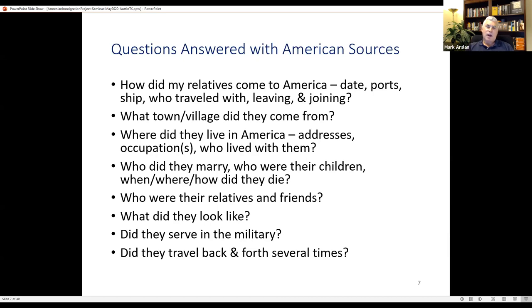And then after they got here, where did they live? Who did they marry? Who were their children? Who were their relatives and friends? What did they look like? I've got about 2,500 photographs of these individuals that I've found from various places that I've attached to the records. Did they serve in the military? And what I was surprised about is a lot of these people, especially the men, traveled back and forth multiple times. Some of these people traveled back 3, 4, 5 times. So all of these kinds of information you can find in the American sources.